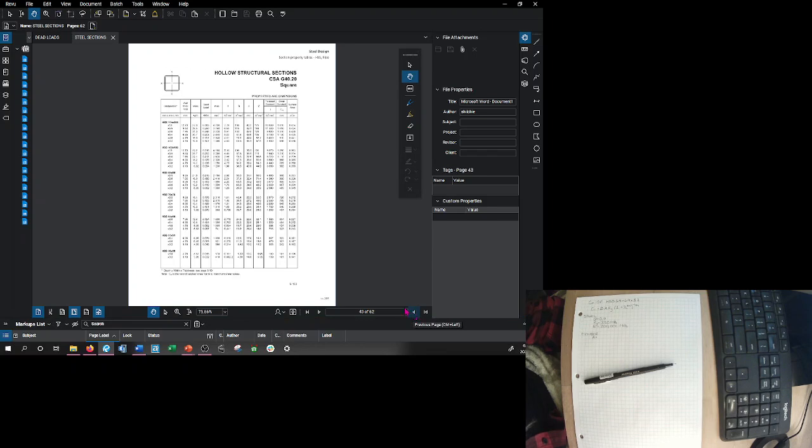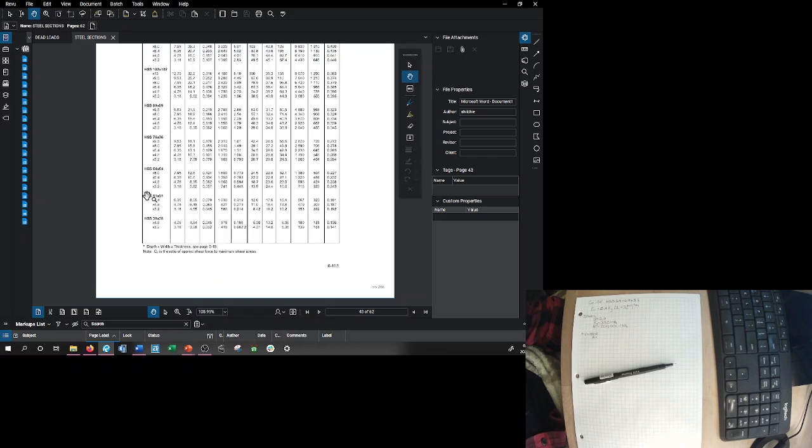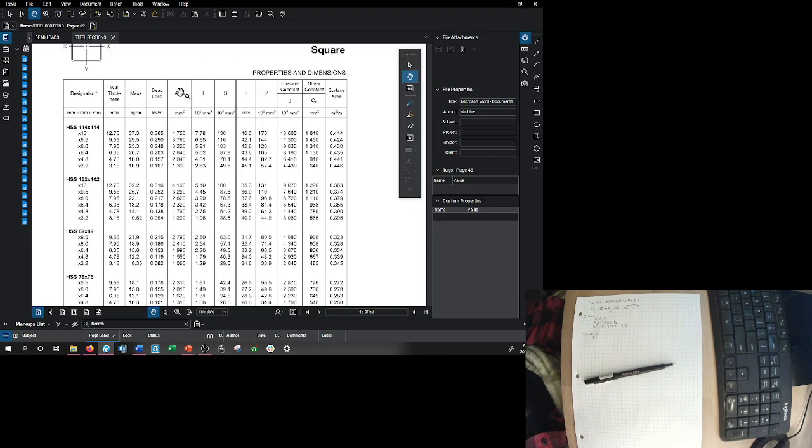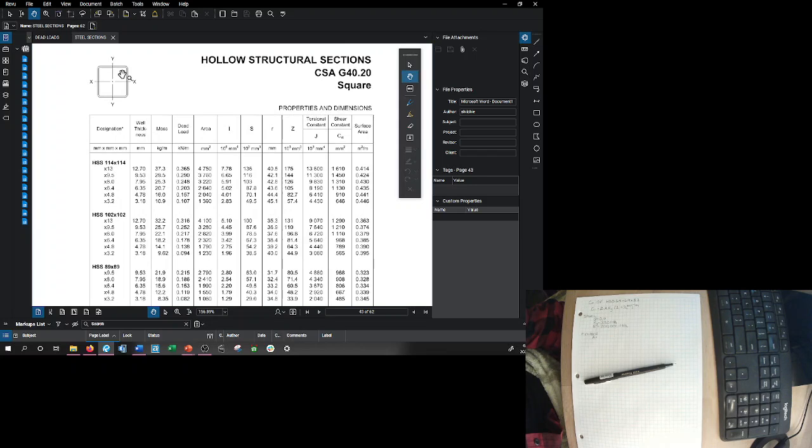I passed the square ones here. So an HSS 64 by 64 by 3.2. Look, we've got all kinds of stuff. We've got a mass, we've got a dead load, we've got area, we've got I, we've got S, we've got R. They don't have it in IXX and IYY, SXX and SYY, RXX and RYY. Why do you think that is? This one's symmetrical about both axes and they're the same. So all of these things about the y-axes are the same about the x-axes because it's a square.